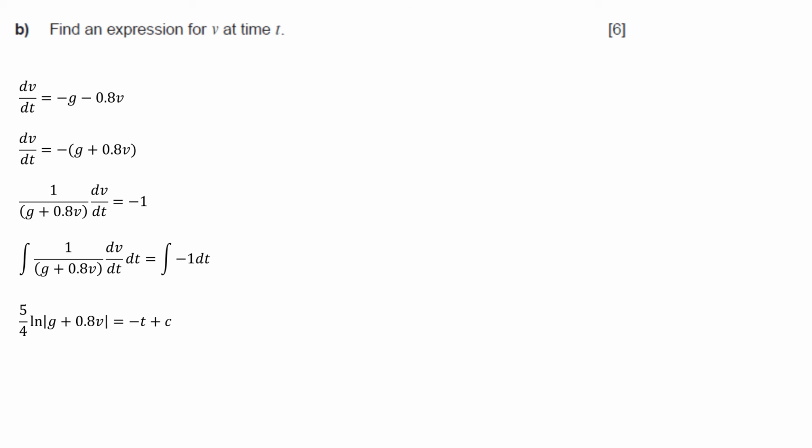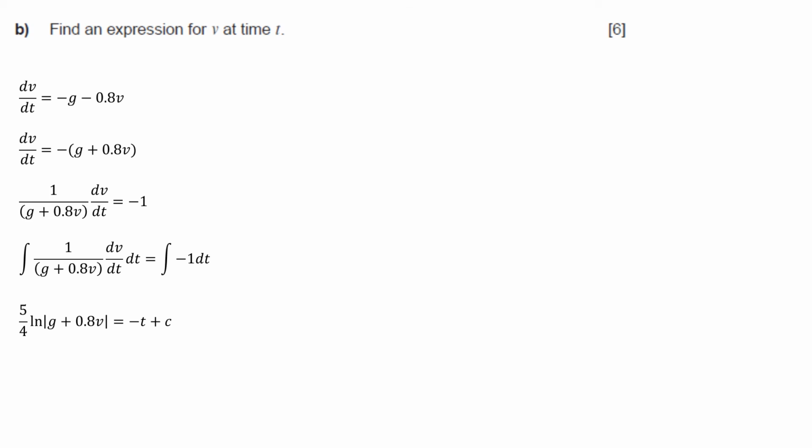Now I haven't got that. I've got 1 in there. So therefore, there is a factor of 1 divided by 0.8 out the front. And seeing as I'm old, 0.8 is 4/5. 1 divided by 4/5 is 5 over 4. ln g plus 0.8v, and you notice I'm using moduli signs here. If your students use brackets, don't get uptight about it.